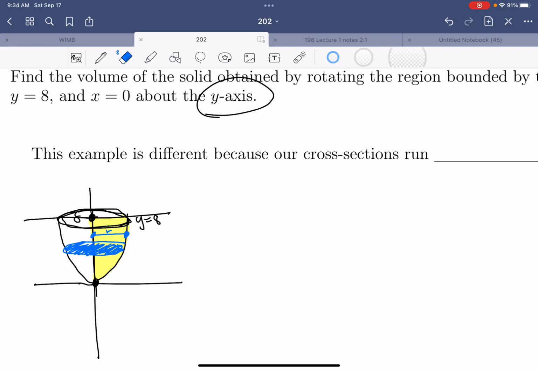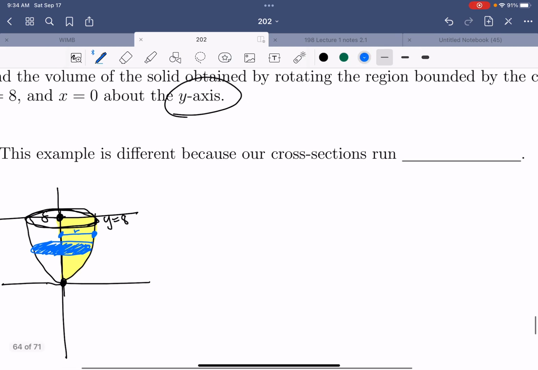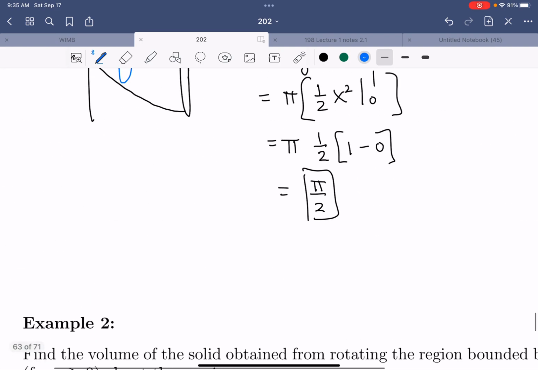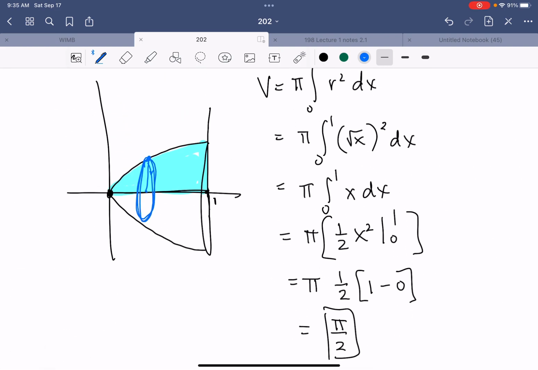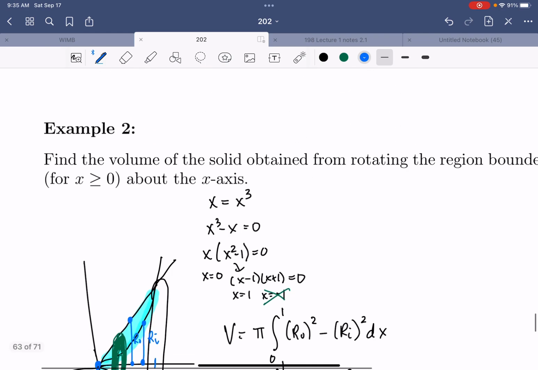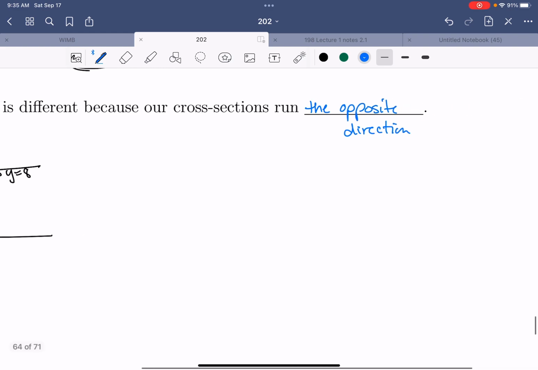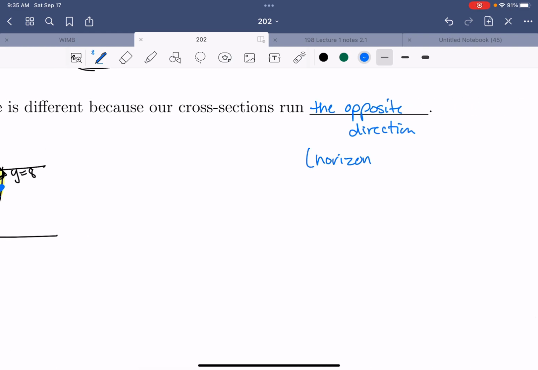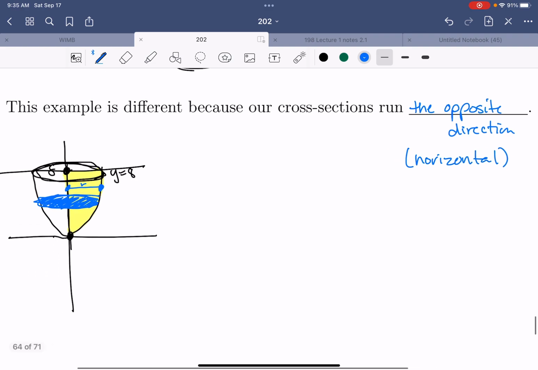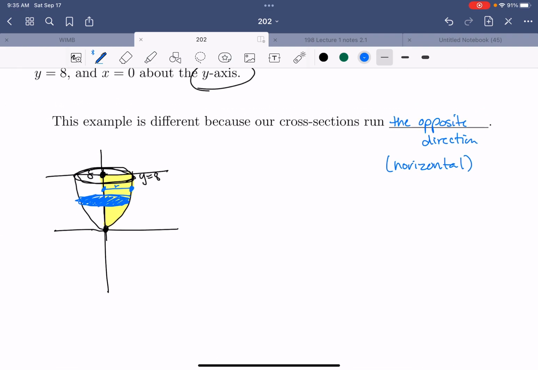Now, notice this example is different, because our cross-sections run the opposite direction. So when we were up here, our discs were vertical discs, and down here, our discs are now horizontal discs. So you can also say they're horizontal here. And what that means is that everything's going to be in terms of y. So we're going to do exactly the same thing, only everything will be in terms of y.